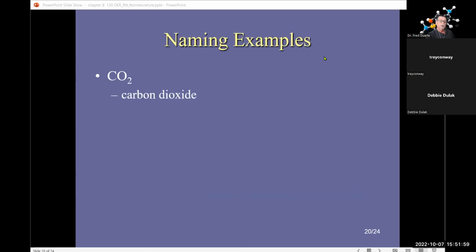So here we got carbon dioxide, okay? And then let's do this one. This one would be carbon monoxide. Okay, remember we got prefixes, that's how we distinguish between the two. Two totally different covalent compounds. Okay, dioxide and monoxide.